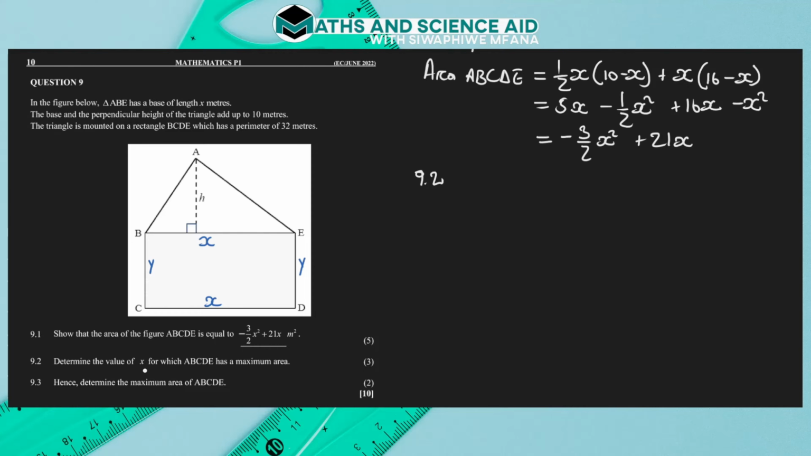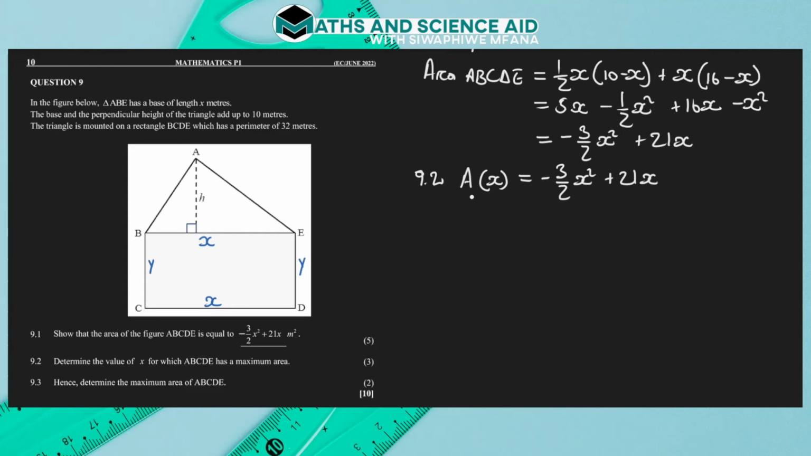Determine the value of x for which ABCDE has a maximum area. Well, I'm pretty sure that you know the drill. Once you've got an algebraic equation for the scenario and they are asking you to determine a maximum or a minimum. So here we have an equation for the area of this figure in terms of x, which is negative 3 over 2 x squared plus 21x.